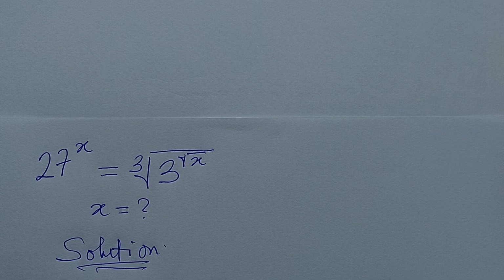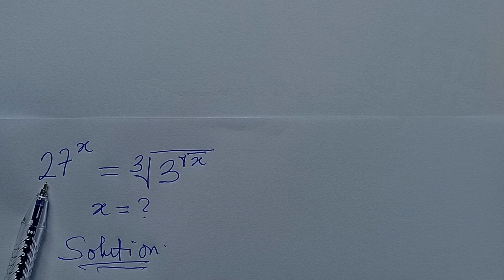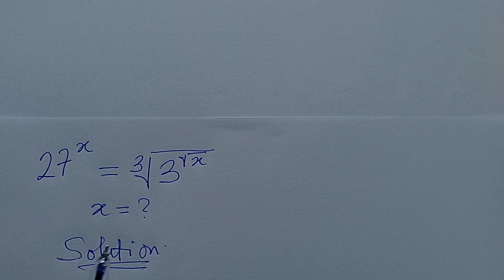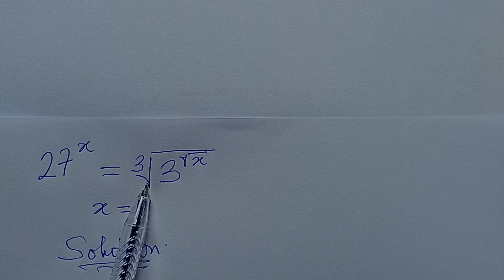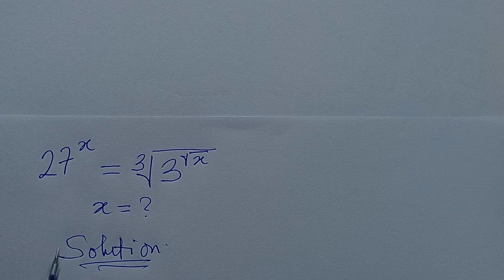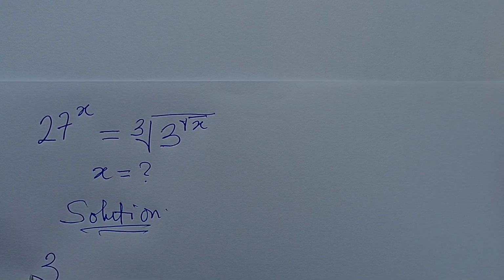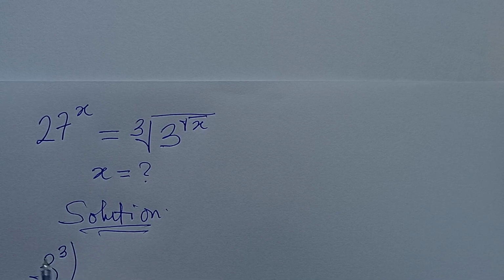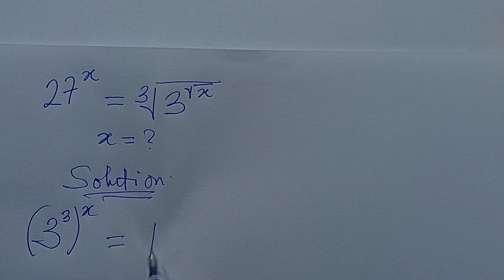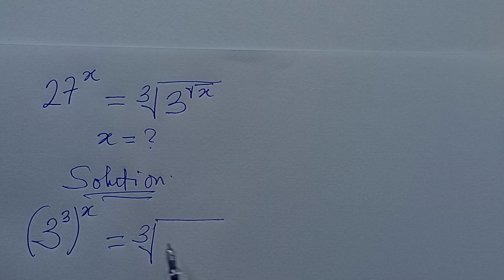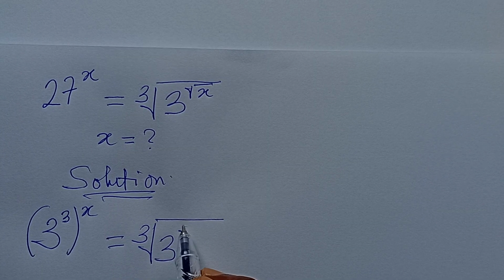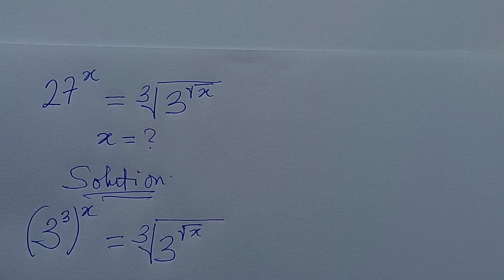The first thing we're going to do here is change this to the smallest base, and 27 can be written as 3 to the power of 3. And also, we have to rewrite this radical, or better still, we can leave it. But first of all, let's change this 27 to 3 to the power of 3. So we're going to have 3 to the power of 3, all raised to the power of our existing x, equal to the cube root of 3, all raised to the power of x squared.